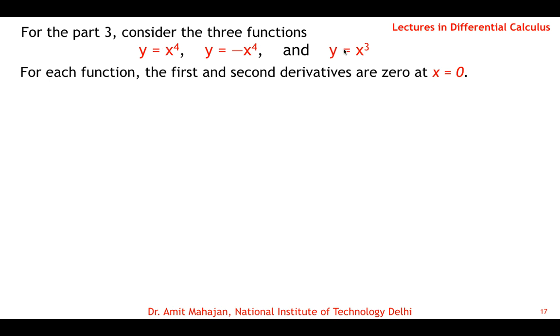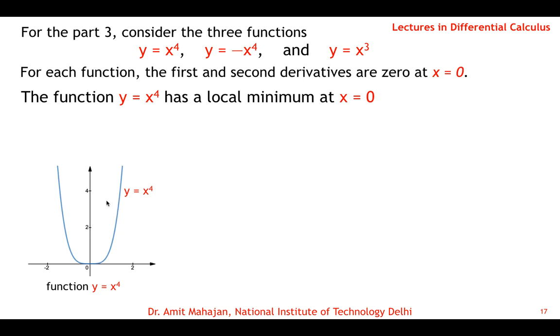So for all these functions, if you calculate the first and second derivative, you can see that at the origin, x equal to 0, both the first and second derivatives are exactly 0. So that's condition 3. But for this function, the second derivative is 12x square, which is always positive for all x to the left or right of the origin. So that means it is always concave up, so it has a point of local minima.